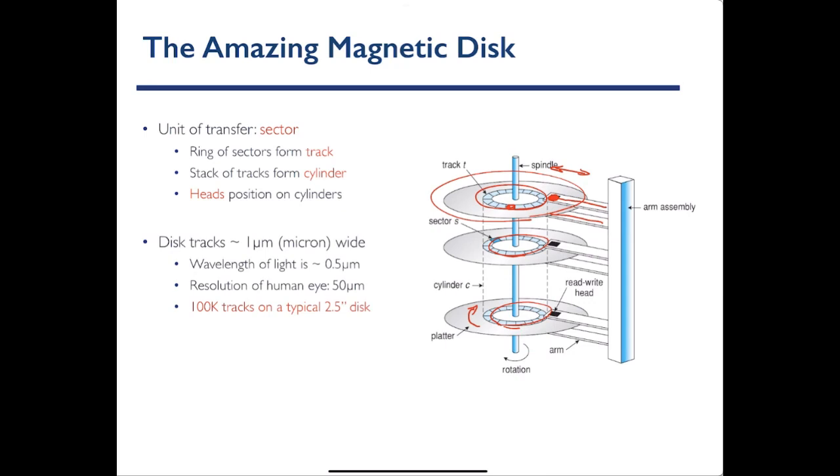Each track is about 1 micron, and to just give you a point of reference, the wavelength of light is 0.5 micron. So it's extremely thin. And again, the human eye can only see resolutions of about 50 microns. So a typical 2.5 inch disk has more than 100K tracks.